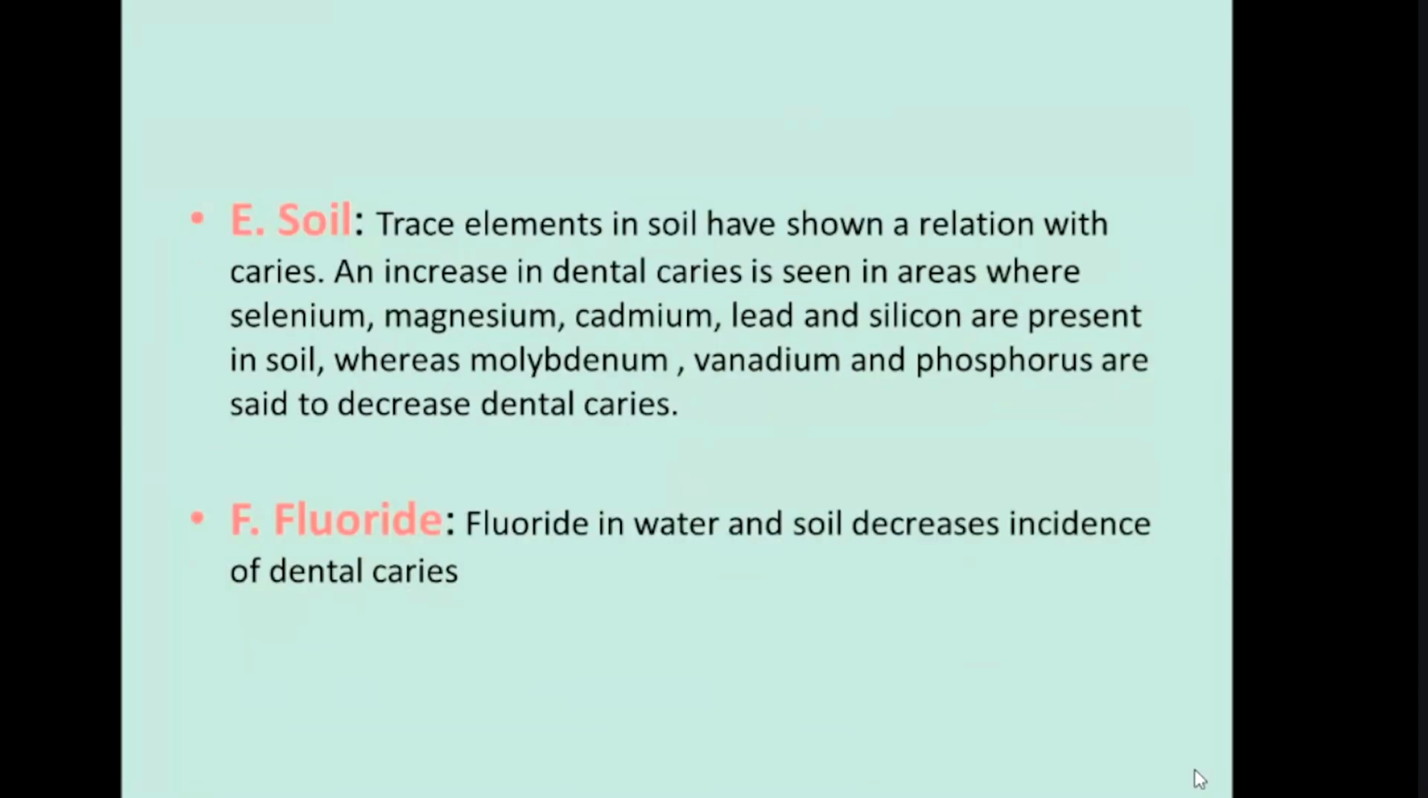Soil. Trace elements in soil have shown a relation with caries. An increase in dental caries is seen in areas where selenium, magnesium, cadmium, lead, and silicon are present in soil, whereas molybdenum, vanadium, and phosphorus are said to decrease dental caries. Also, the fluoride in water and soil decreases the incidence of dental caries.